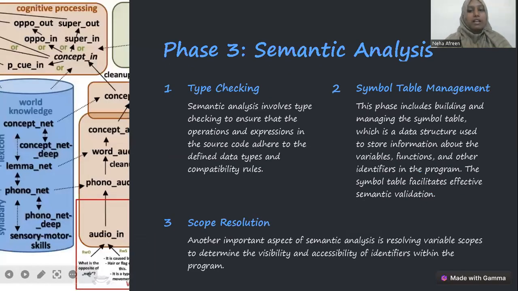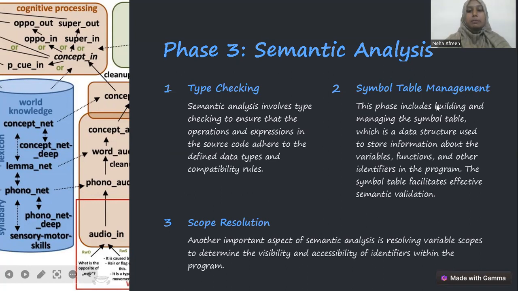Phase 3 of RAT compiler design. The semantic analysis is the third phase, in that it's subdivided into three: type checking, symbol table management, scope resolution. In type checking, semantic analysis involves type checking to ensure that the operations and expressions in the source code adhere to the defined data type and compatibility rules.